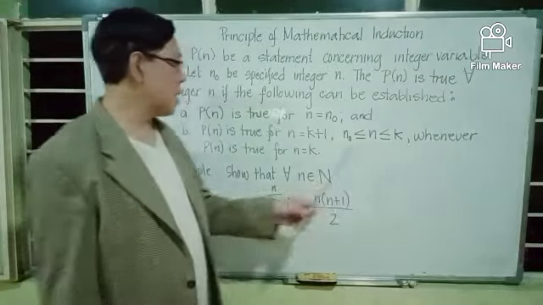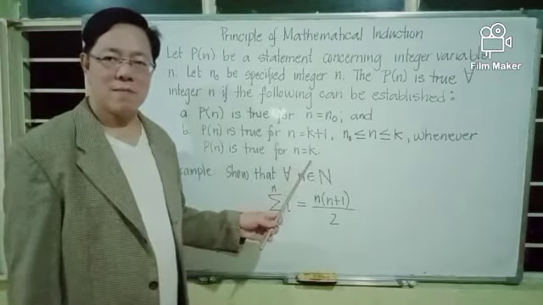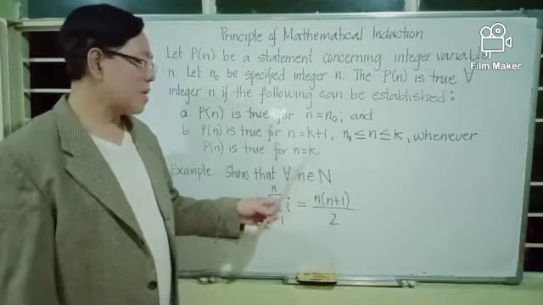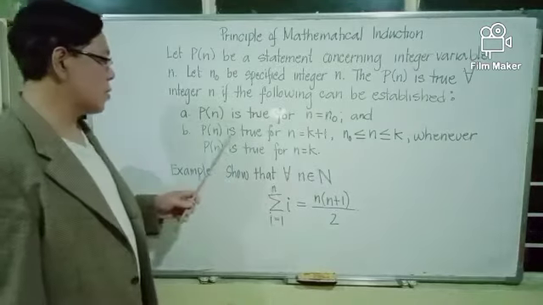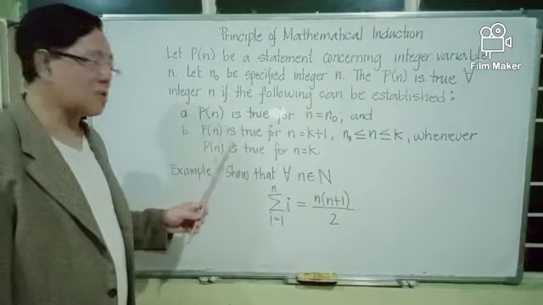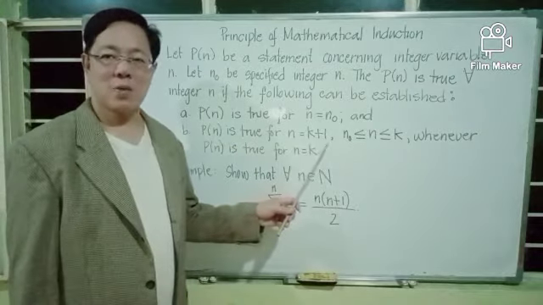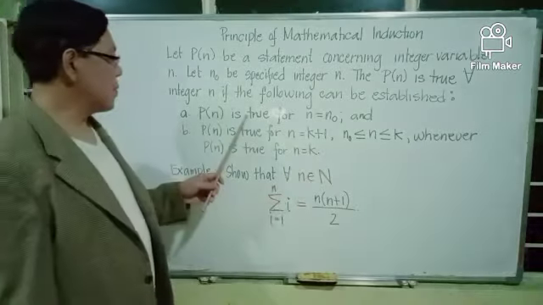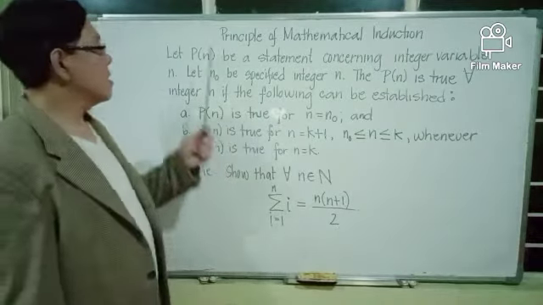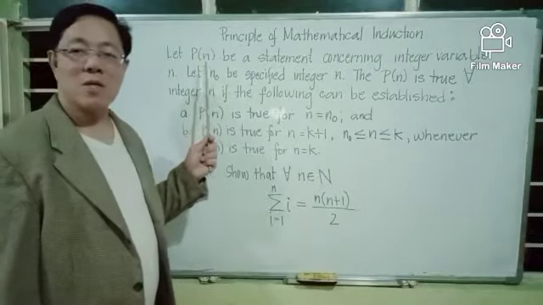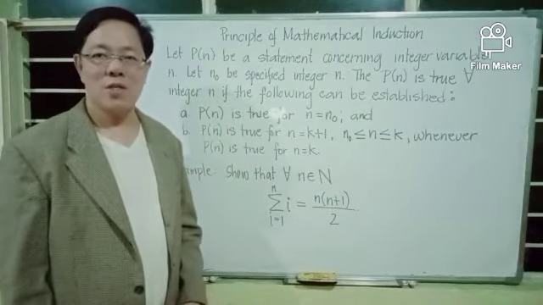Now, to establish letter B, we assume that the statement P of n is true for an integer k. And whenever the statement P of n is true for n equals k, then we must show that the statement P of n is also true for the integer k plus 1. And if you can establish A and B, then we conclude at the end that the statement P of n concerning integer variable n must be true for all integers.